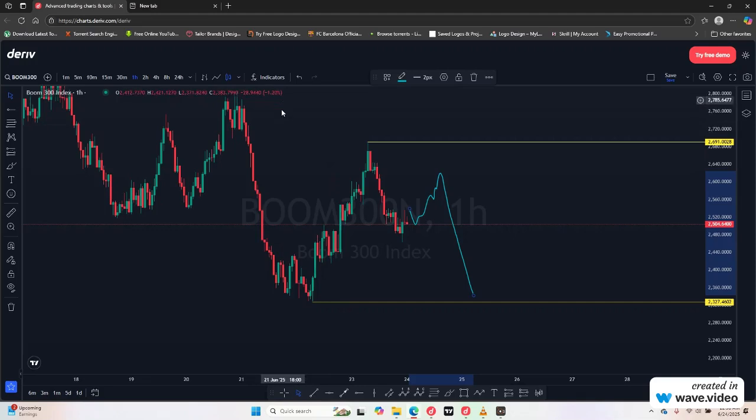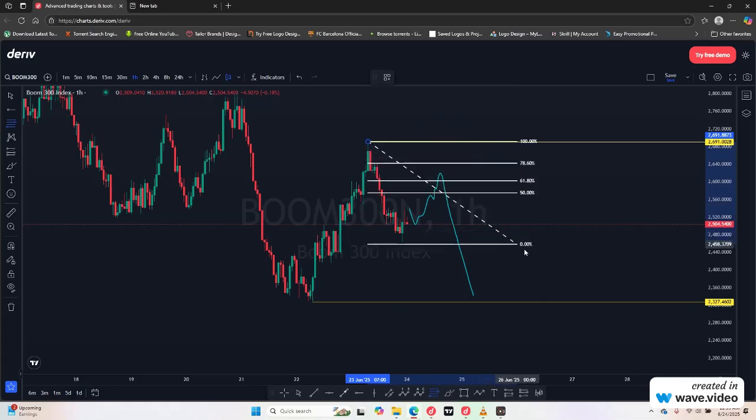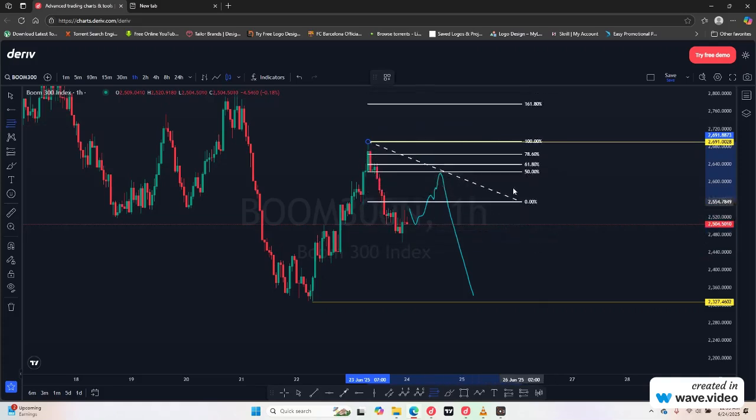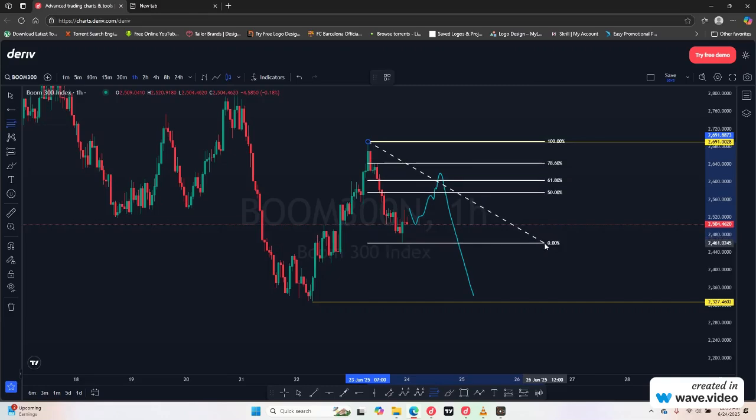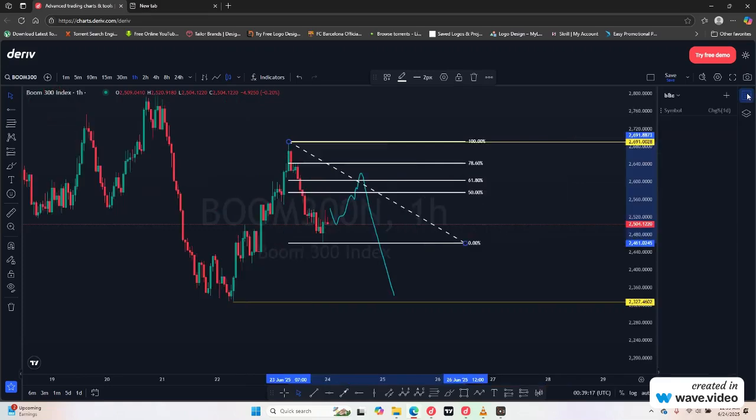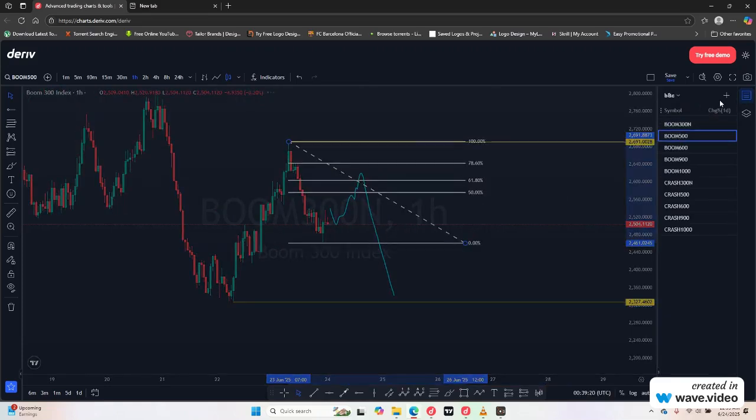And also use the Fibonacci as a confirmation for us, whereby we want price to reach our golden ratio, around this area. So this will clearly give us a nice confirmation that we are ready to short the market. So this is our overview for the Boom 300 index. So let's get into the next pair, that's Boom 500.